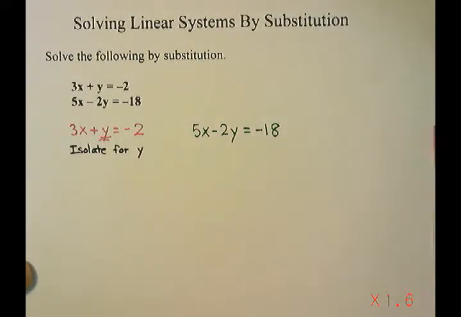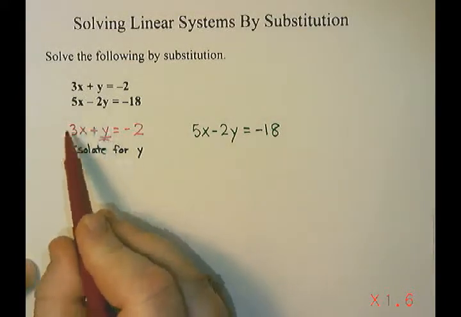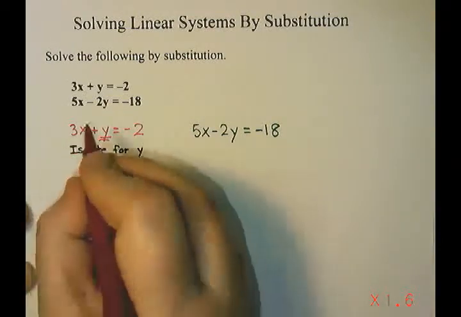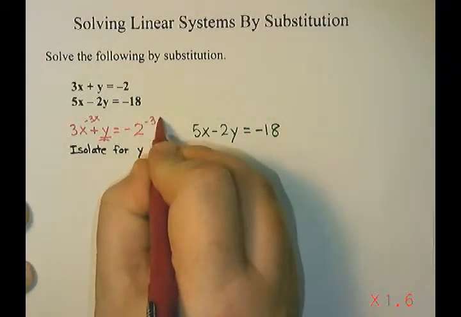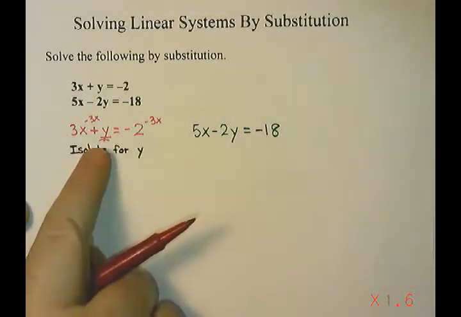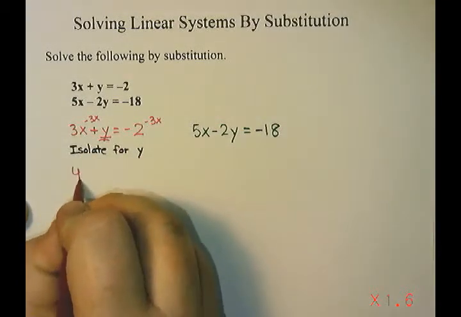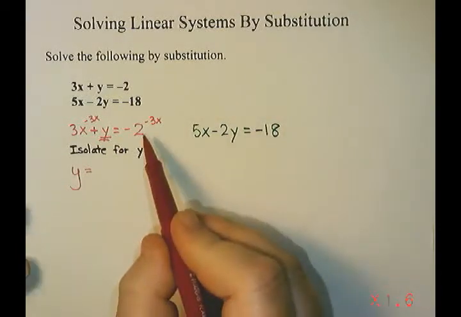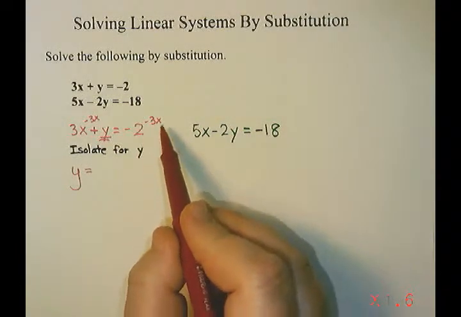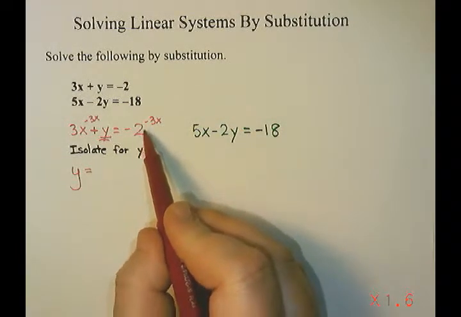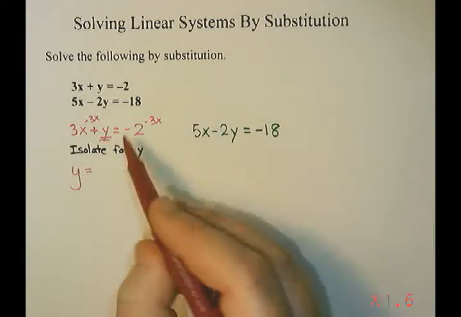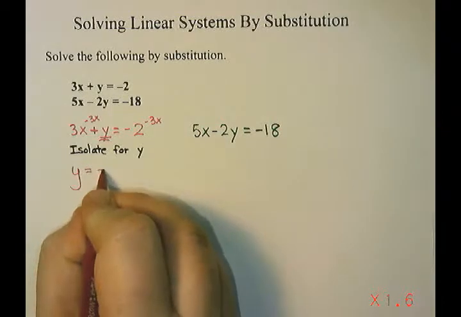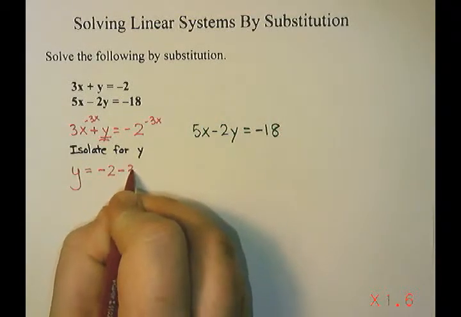So how am I going to do that? I need to get the 3x to the other side. So I'm going to take 3x away from both sides. So I'm going to be left on this side with just y. Now here I have -2 take away 3x. -2 does not have an x, so they are not like terms, which means I cannot combine them. So I'm just going to get -2 take away 3x.